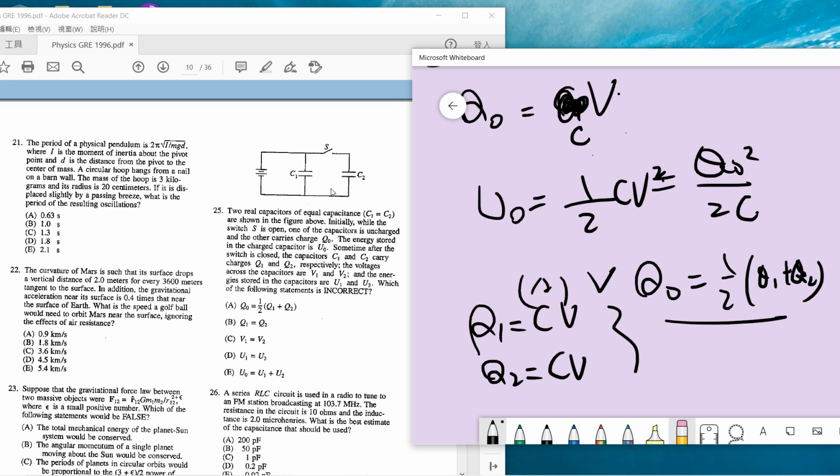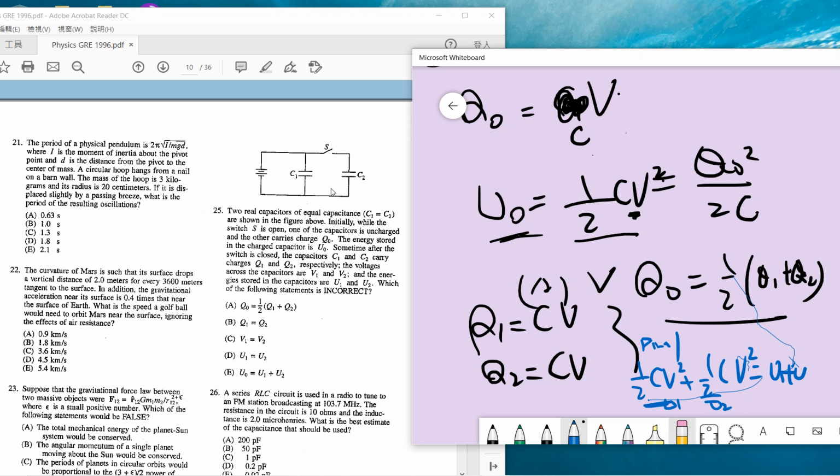And E is not correct, because the energy is proportional to the voltage squared. So basically, in the beginning you have this, but in the final you have this plus this. This is U1, this is U2. So U1 plus U2 basically is 2U naught. So E is not correct. So the answer is E.